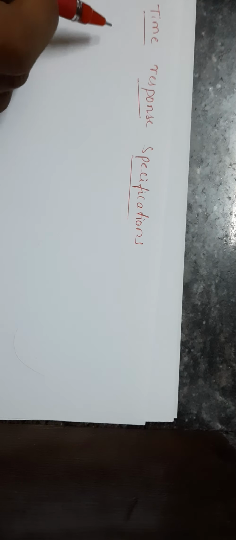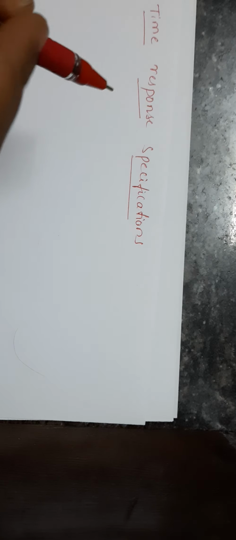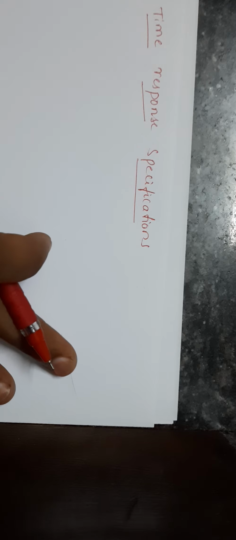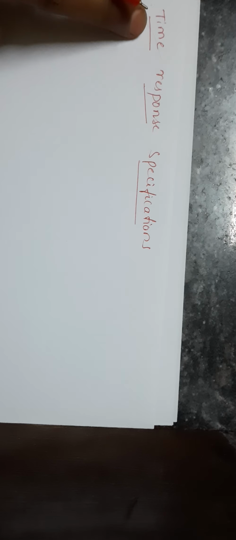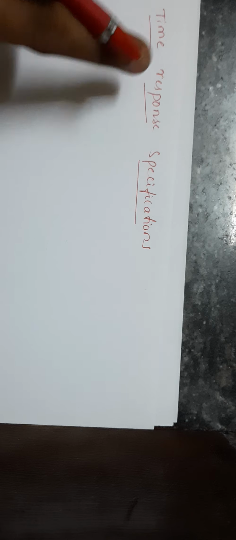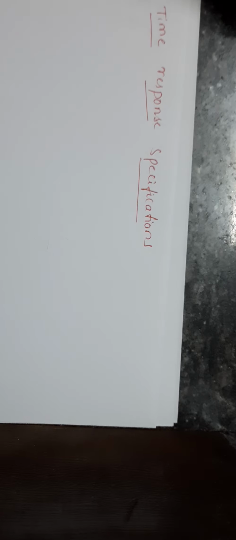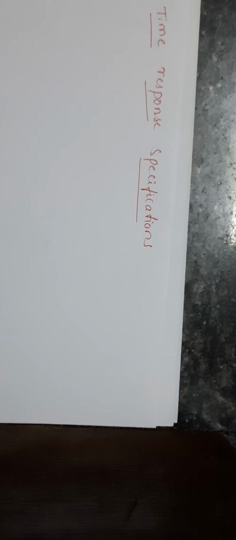After seeing the derivation for the time response of an underdamped unit step signal, next we will see the time response specification, the next topic of second order systems. In this time response specification, we will deal with delay time, rise time, peak time, peak overshoot, settling time, and steady state error.